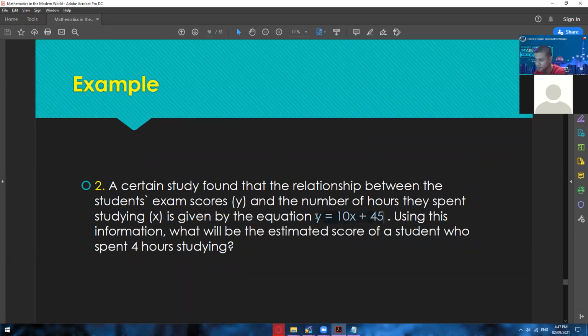So what is the answer? You can do this one using your mind only. So you don't need a calculator in here. So what is this estimated score? So it will be 85. Okay, 4 times 10 is 40 plus 45 is 85.